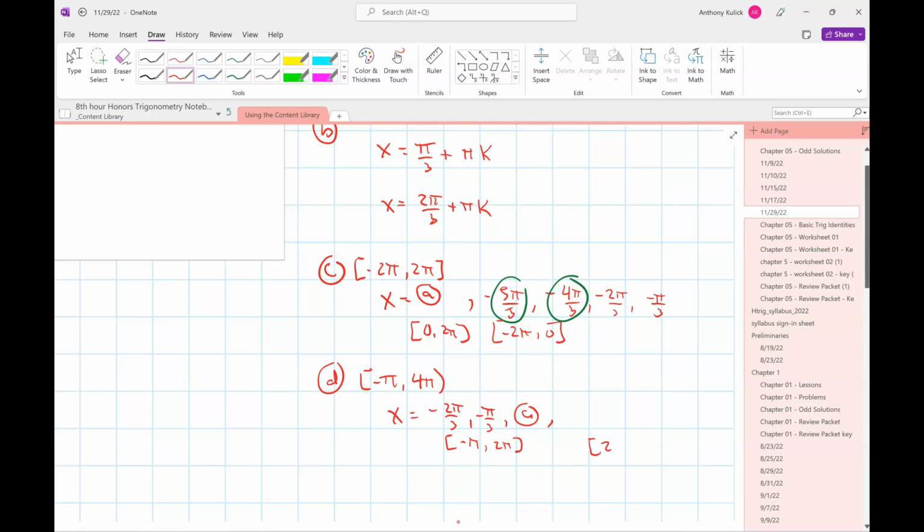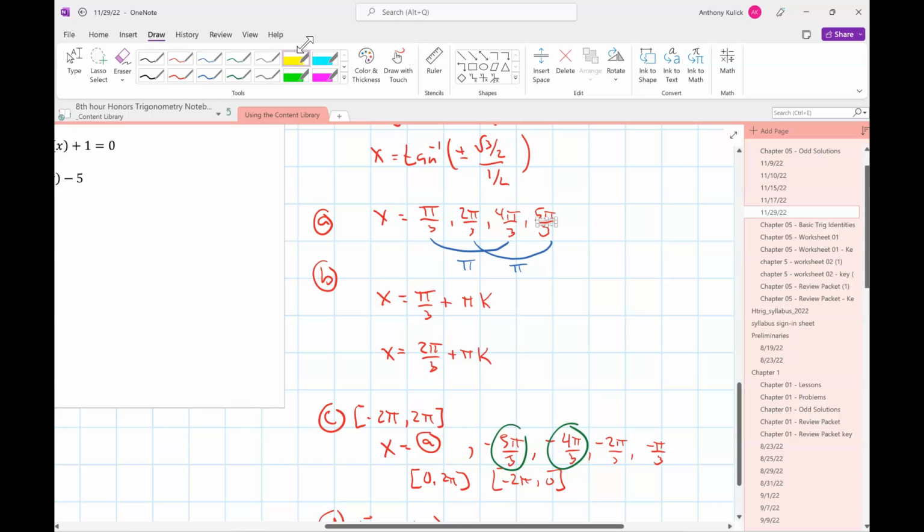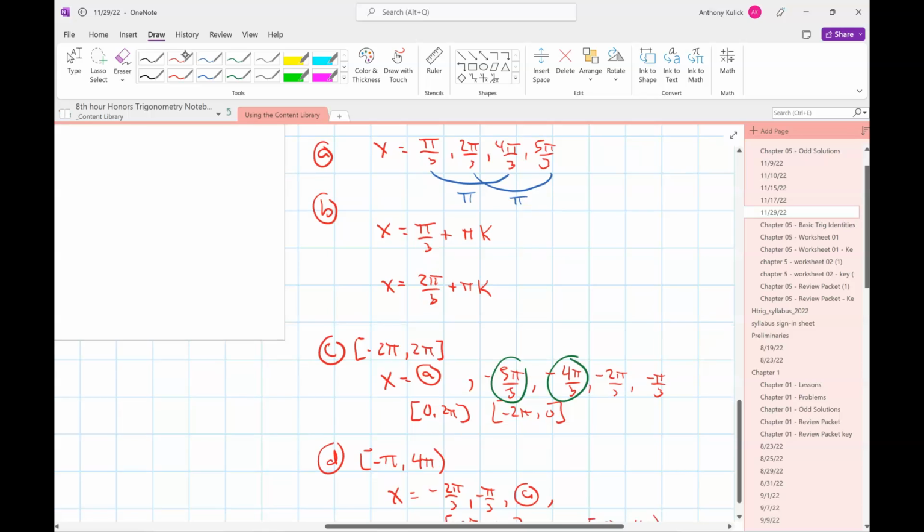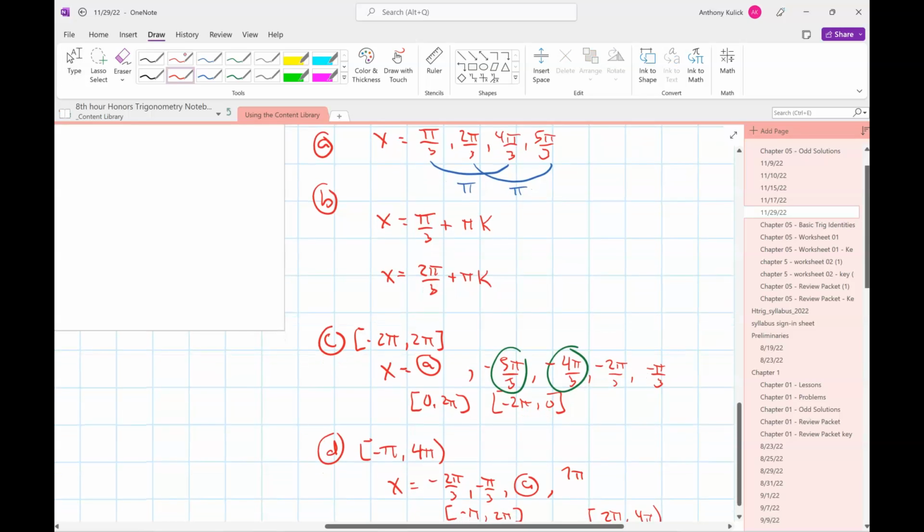I then just have to worry about the stuff from 2 pi to 4 pi. How am I going to get that stuff? I'm just going to take these answers and add 2 pi to them. And again, 2 pi is 6 over 3. So what do I got here? I have 7 pi over 3, 8 pi over 3, 10 pi over 3, and 11 pi over 3. If I add again, they're all too big.